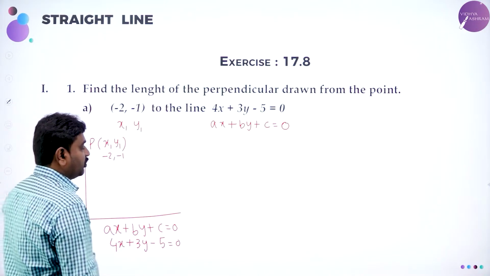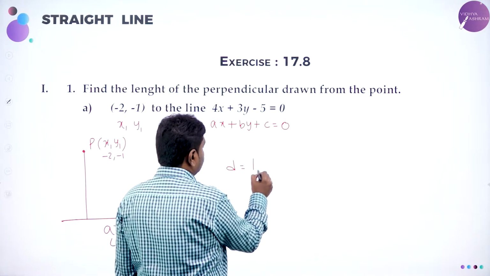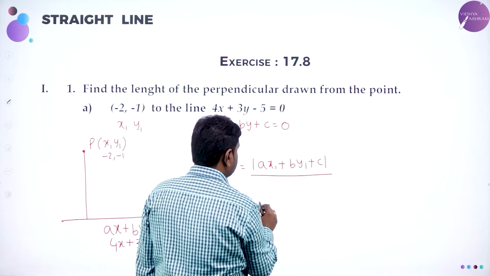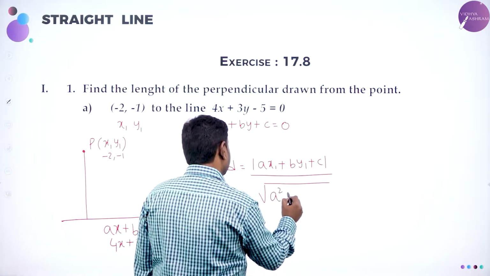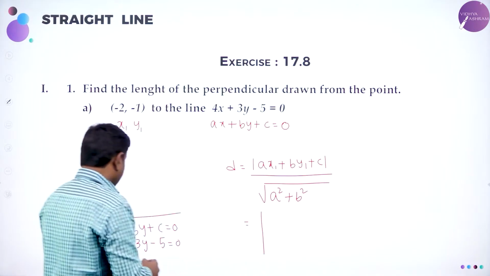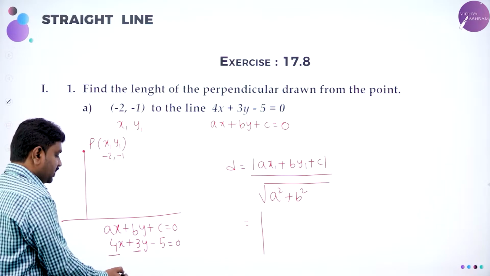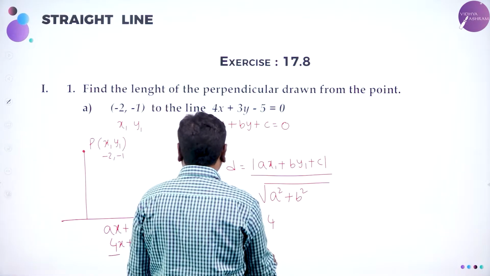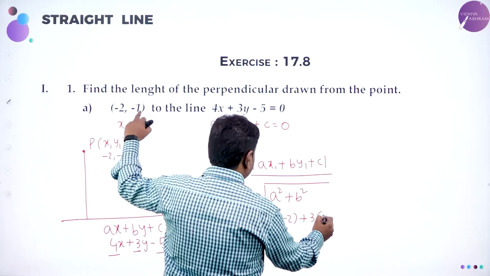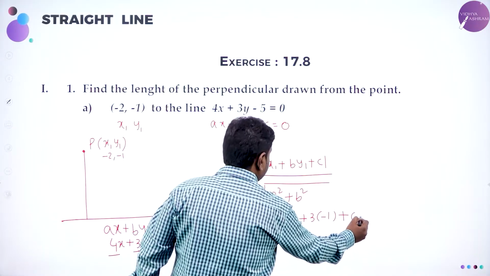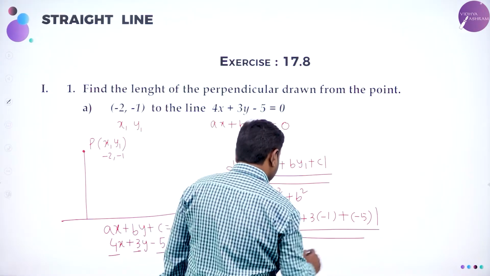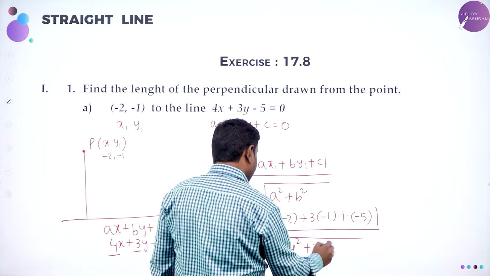Now the length of perpendicular formula. What is the length of perpendicular? D is equal to modulus of ax1 plus by1 plus c, modulus because length cannot be negative, divided by root of a square plus b square. So modulus of ax1, substitute. What is a? From the line, the coefficient of x, a is 4, b is 3, c is minus 5. So 4 into minus 2 plus b. What is b? b is 3. 3 into minus 1 plus c. c is minus 5, all modulus, divided by root of a square plus b square. 4 square plus 3 square.